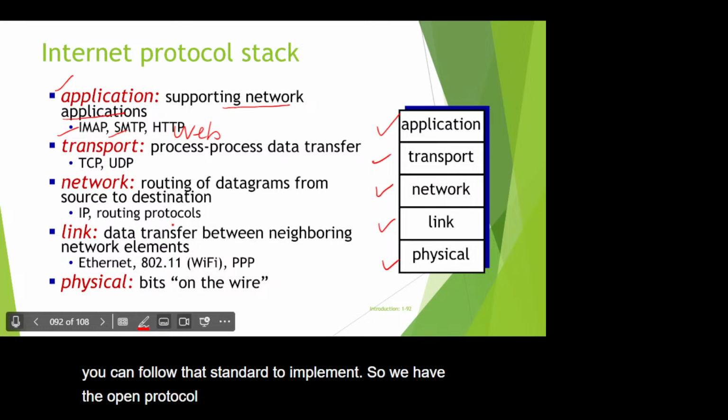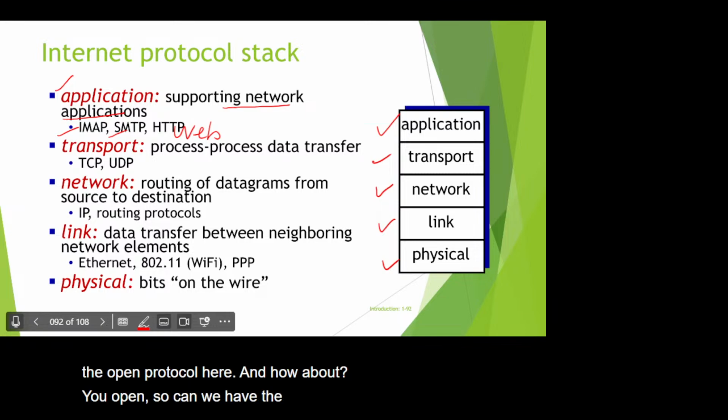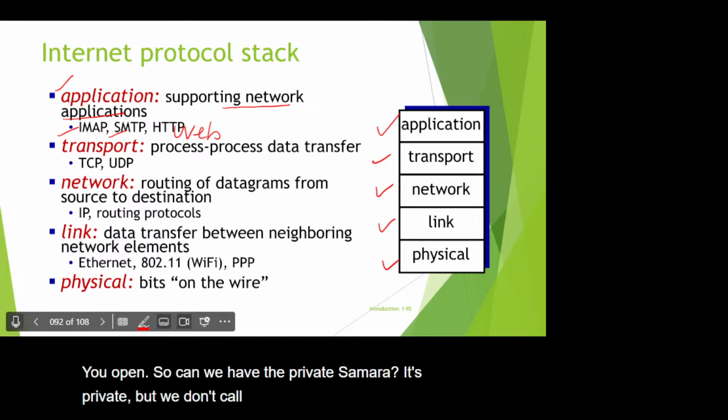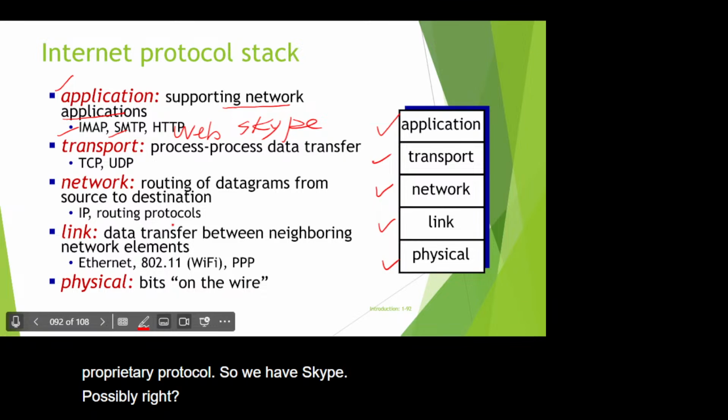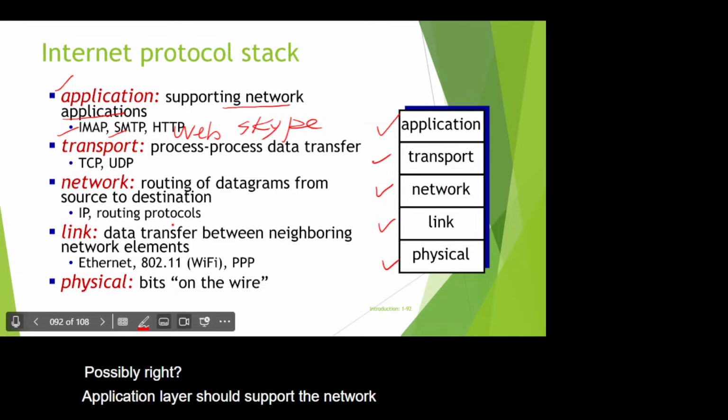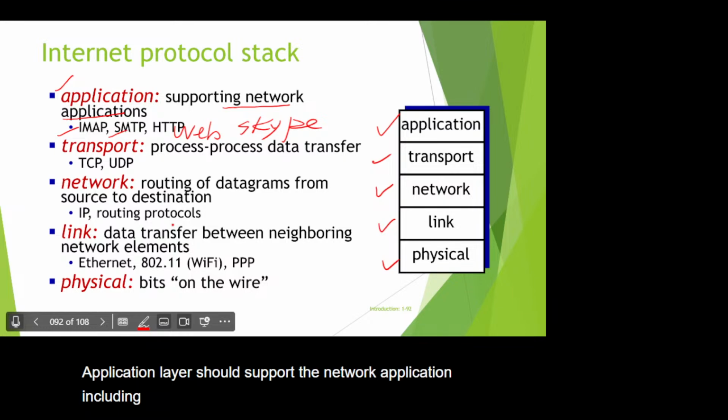And how about, you see, open, so can we have the private? Summarize it's private, but we don't call it private protocol. We call it proprietary protocol. So we have Skype, possibly, right? Well, the application layer should support the network application, including email, web, and VoIP, etc.